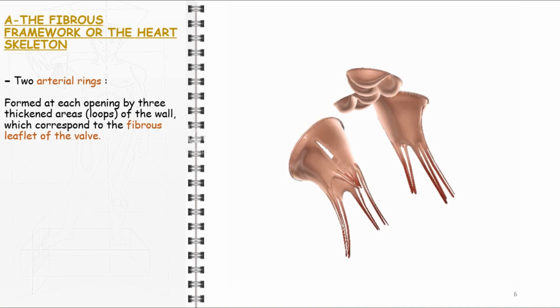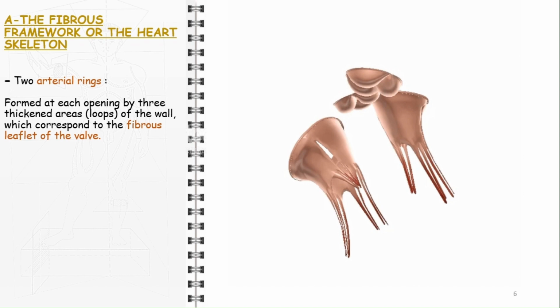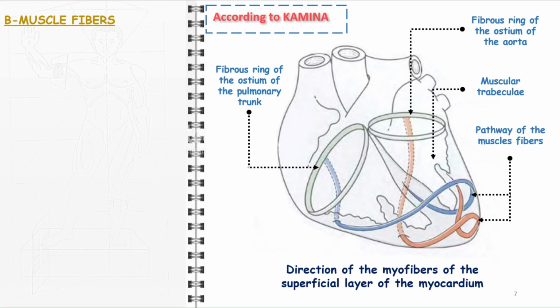And 2 arterial rings, formed at each opening by 3 thickened areas or loops of the wall, which correspond to the fibrous leaflet of the valve. Moving on to the muscle fibers of the myocardium. 3 categories of muscle fibers must be distinguished: those of the ventricles, those of the atria, and the conduction or excitatory system, which controls cardiac activity.